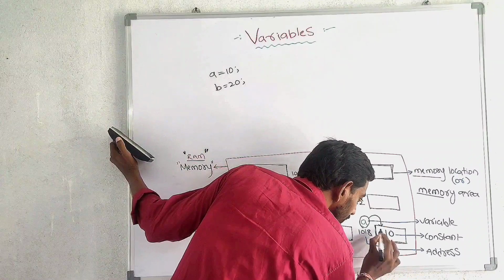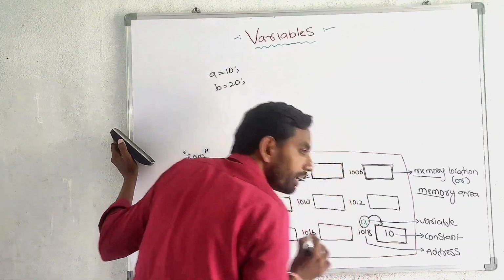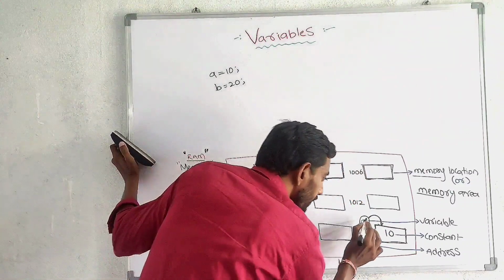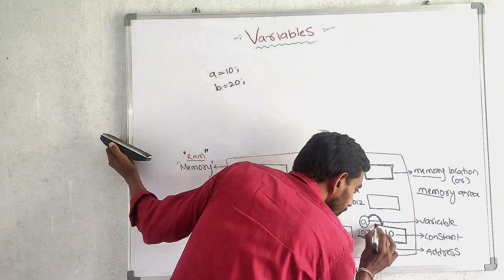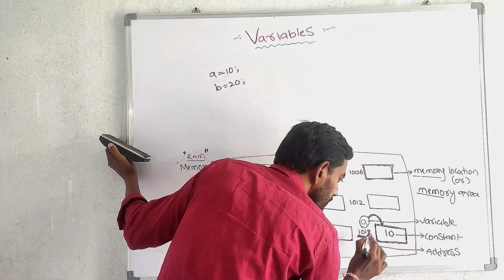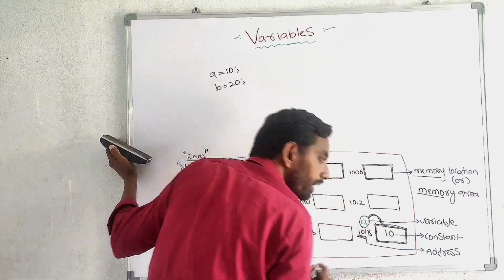See, A is a variable name given to this memory location or memory area. 1018 is an address. It is allotted to this memory location or memory area.